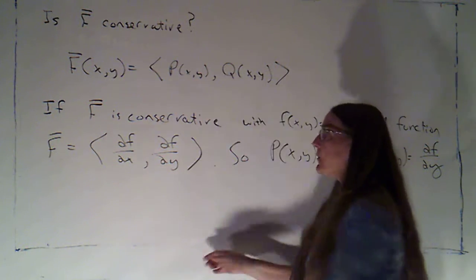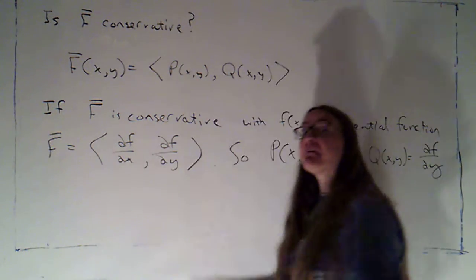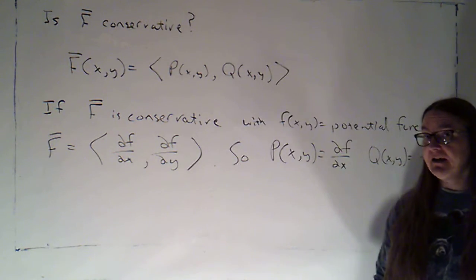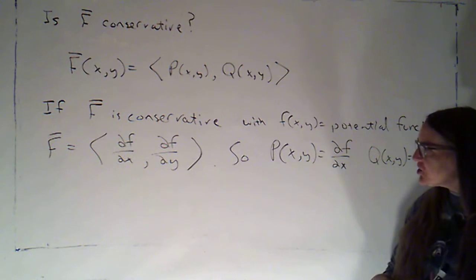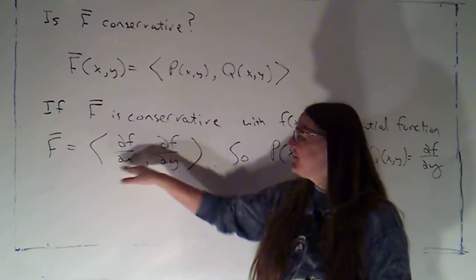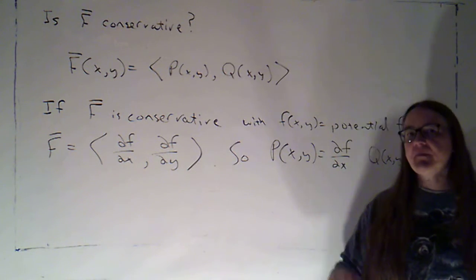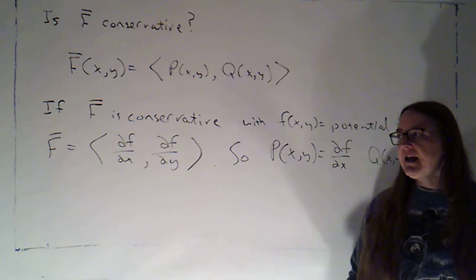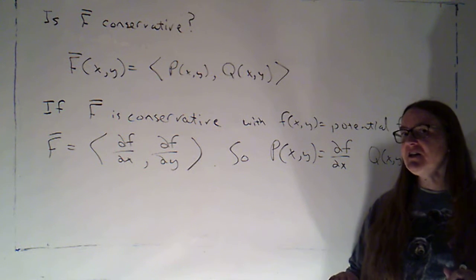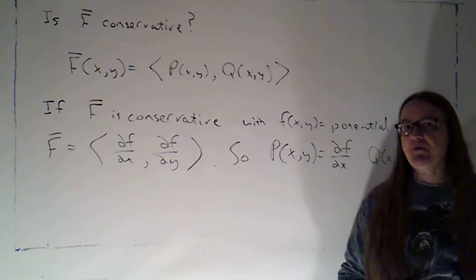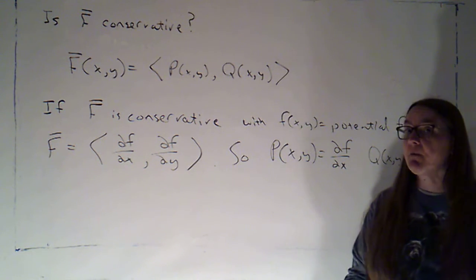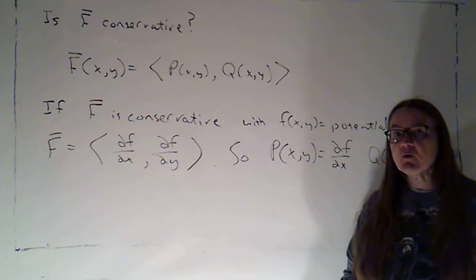So they already are the first partials of f. So if I take the partials of a conservative vector field, I'm actually taking the second partials of the potential function f. And if those are continuous, I know something about them. I know that the mixed partials are equal.